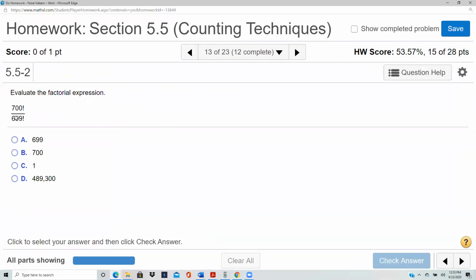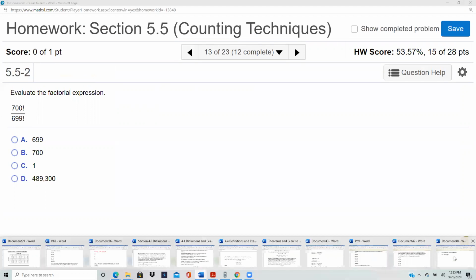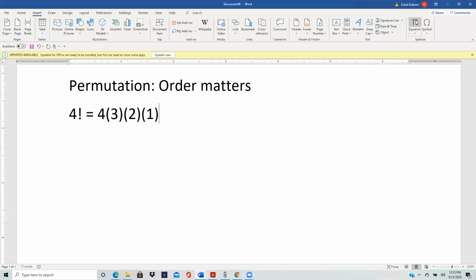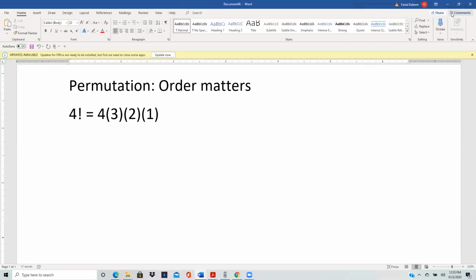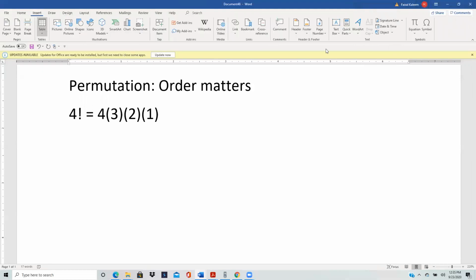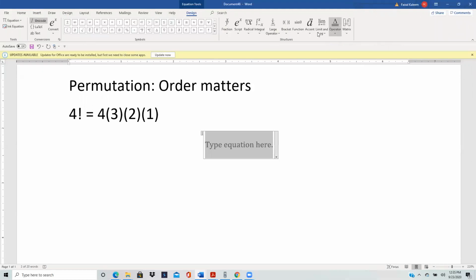And this is the problem I was talking about. Now, if you try to do 700 factorial on your calculator, it will give you an error. It will break down. It's too much for the calculator to handle. So we want 700 factorial divided by 699 factorial.